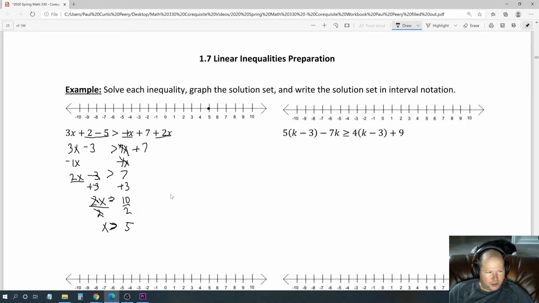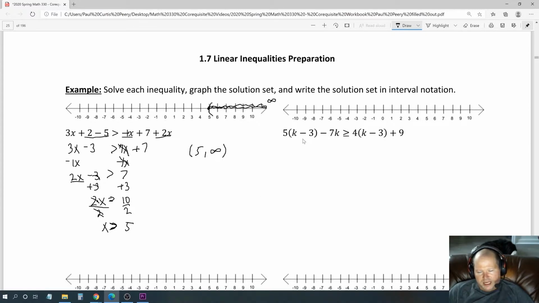And because there's no equal part, we are going to use a parenthesis. So it just opens up towards the right and goes on forever. Now, if you go to the right forever, there's an understood or implied positive infinity over there. So this one's going to start at 5 with a parenthesis, and we're going to go to positive infinity and then end with another parenthesis.